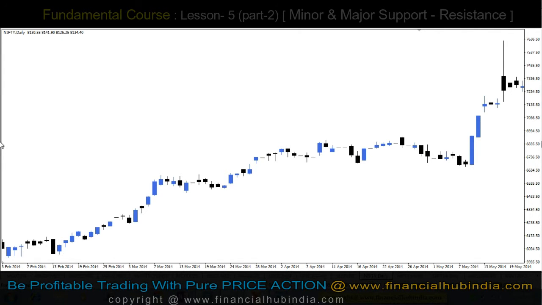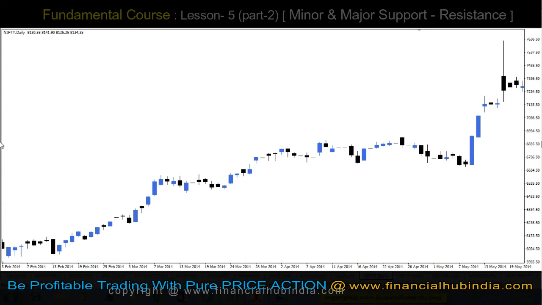Yesterday we just did some basic drawings of support and resistance, but that is not the only way to draw support and resistances. There will be a lot more to come. We are trying to complete the entire support and resistance in a step-by-step process instead of giving you everything in one shot, so it will be easy for you to capture. So let's come back to today's topic.